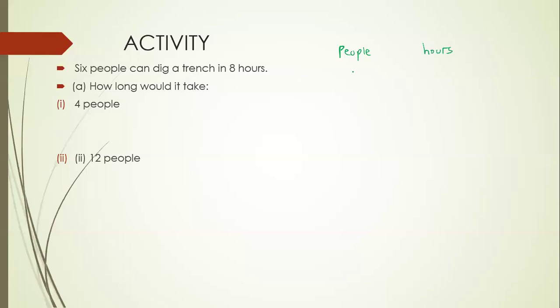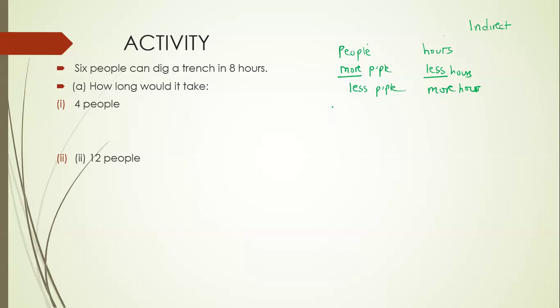Then you reason out: more people, less hours. Less people, more hours. Because what is changing are the people and the hours. Now, after discovering that more and less, that is an indirect proportion. So when you are solving it, you use that approach.